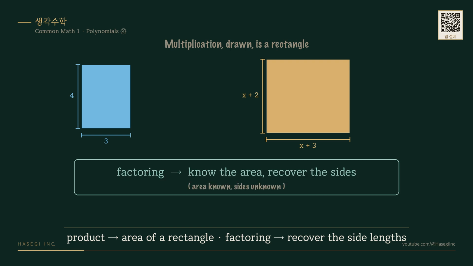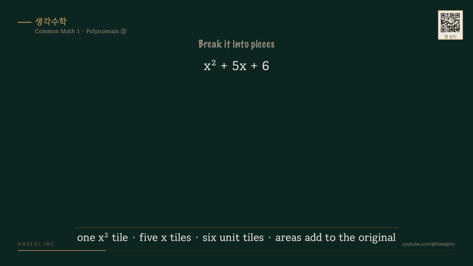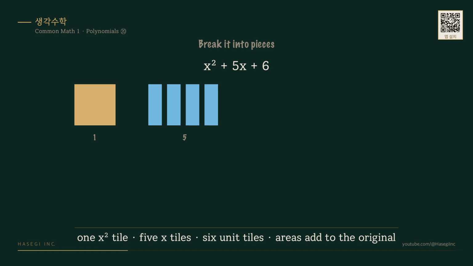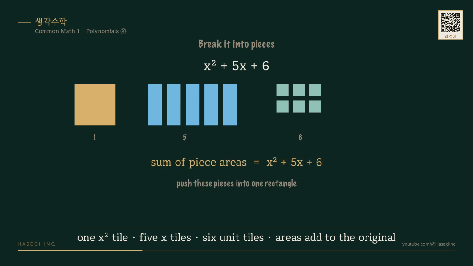So factoring becomes this. You know the area, and you have to recover the width and the height. Let's break x squared plus 5x plus 6 into pieces. One square with side x, 5 long tiles, x by 1, and 6 small squares with side 1. Add up the areas of all the pieces, and you get the original expression exactly.